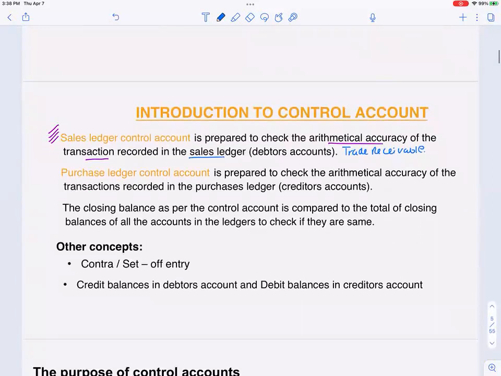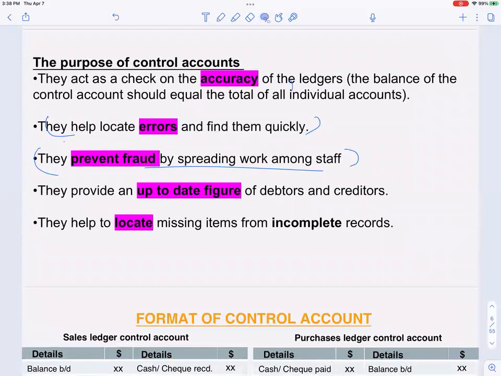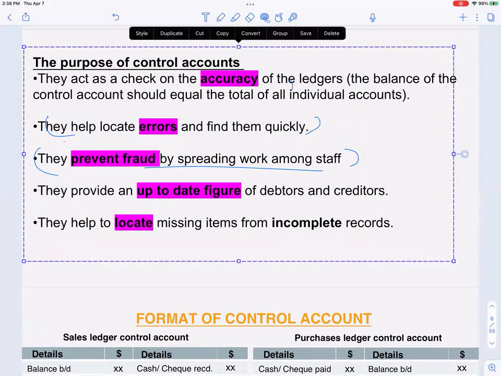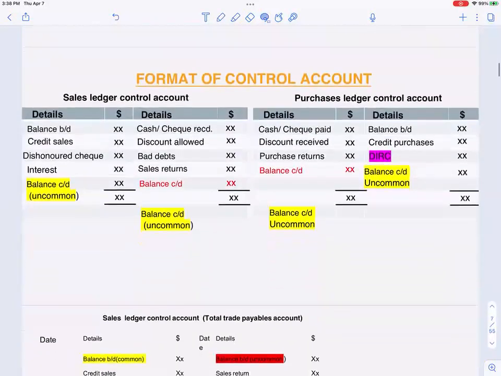And the balance as per SLCA should always be equal to the trade receivable account or the customer's account. Balance of the PLCA should always be equal to the trade payable account. So there are purposes of control account that you should remember, and there are many theory questions which come. Control account is prepared to check the accuracy, to locate errors, to prevent frauds, to provide an up-to-date figure of debtors and creditors, and to locate missing items from incomplete records.